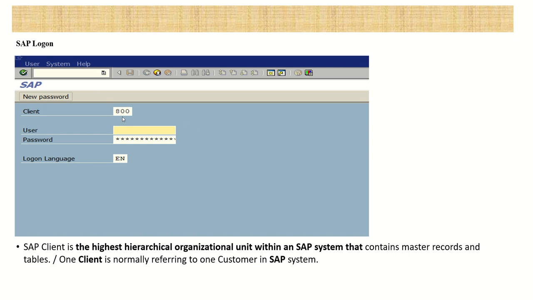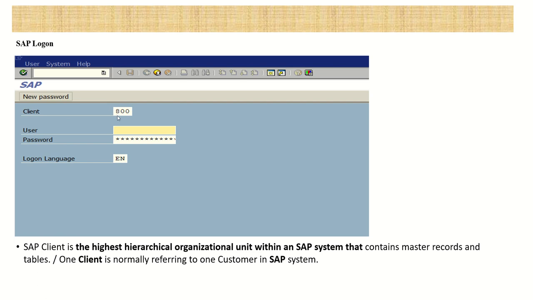Fine. So here on the initial screen, the first is a client. A client you can call as the highest hierarchical organization unit in a SAP system. All the master data we create at the client level. Once we are working on the ABAP tables, at that time we'll know what this client field is.